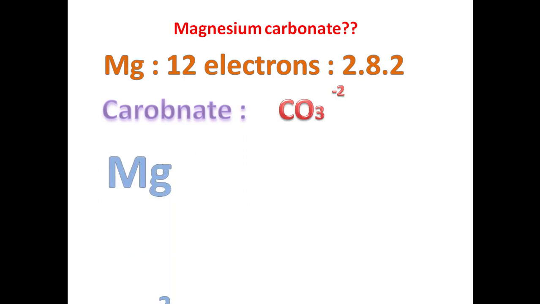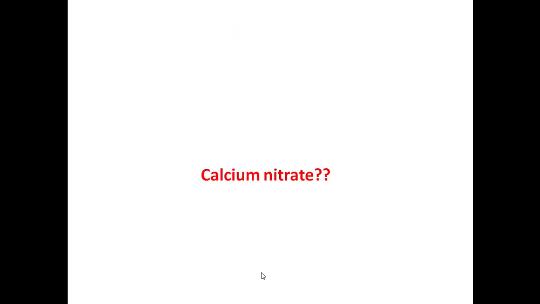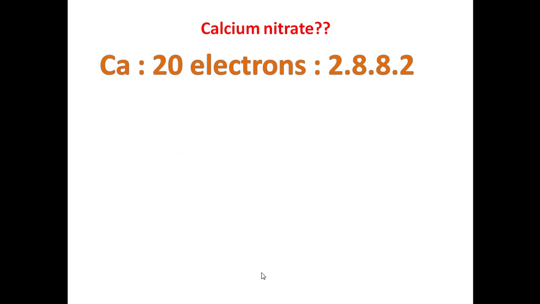We write magnesium, its valence electrons below, carbonate, and the overall charge of carbonate down below. We make a cross multiplication, but here the ratio is 1 to 1, so we write it like this, MgCO3. Let's take another example. Calcium nitrate. Calcium has 20 electrons, so its electronic distribution looks like this. It has 2 electrons in the outer shell, so its valence electrons equals 2 electrons.